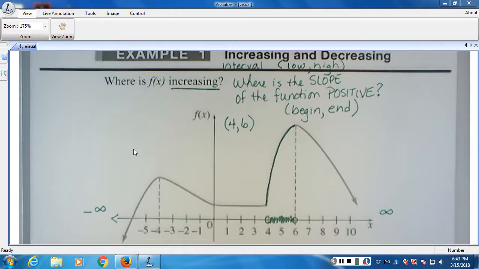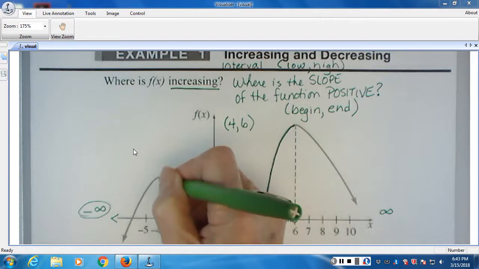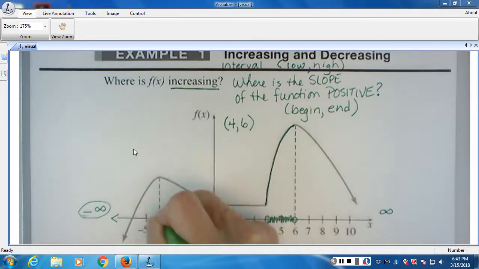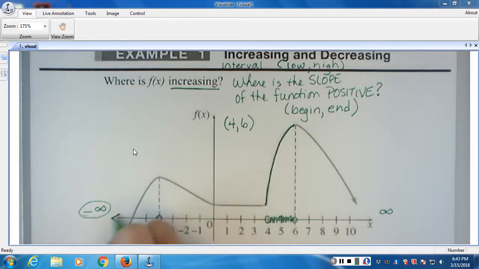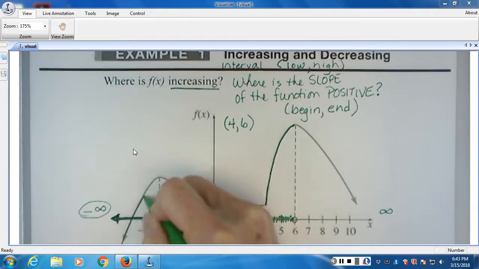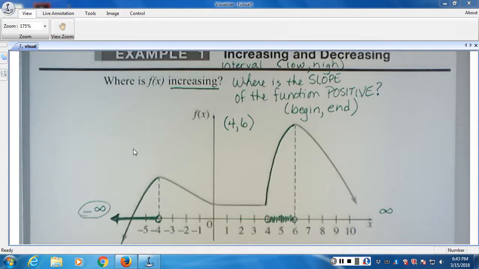Where's another place that it's increasing? Because it's increasing someplace else. That's exactly right. It is increasing from -infinity because it starts down here, and reading from left to right, it keeps on increasing until we get to 4. So that's the interval, and the reason that that's true is because if I trace along that function, as long as I stay on that interval of the graph, I'm tracing uphill.